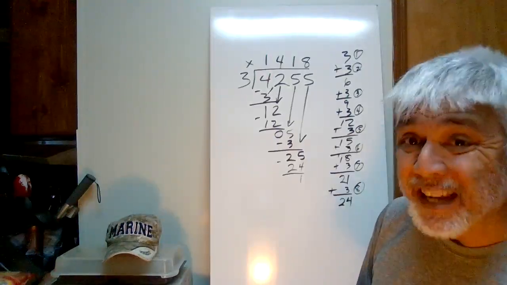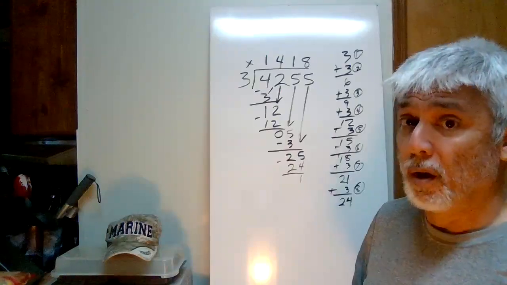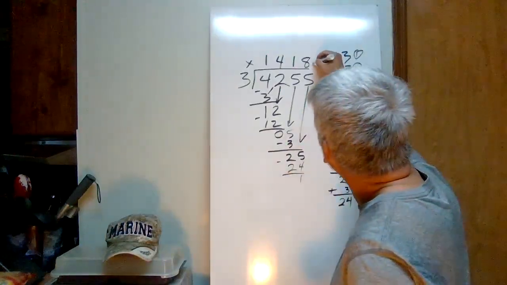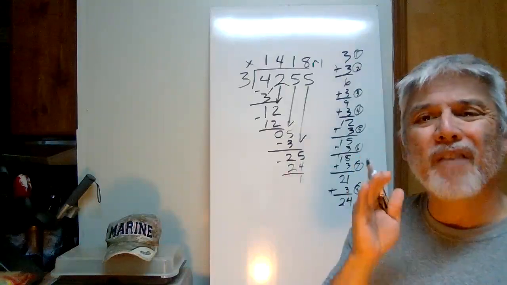We call them remainders. Okay? We're in 5th grade now. Time to grow up. So, it's a remainder. So I'm going to come over here and do an R1. Hey! We're only halfway done.